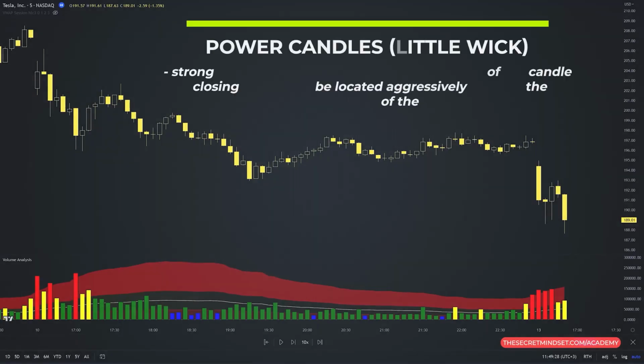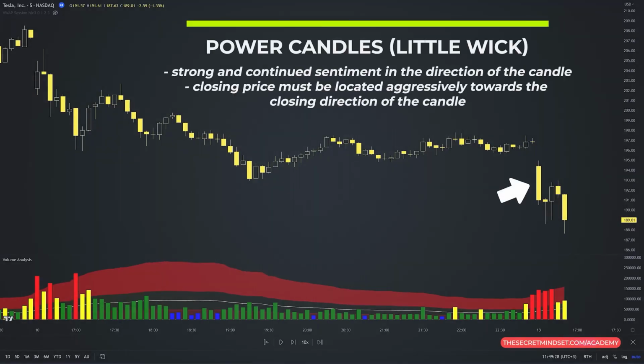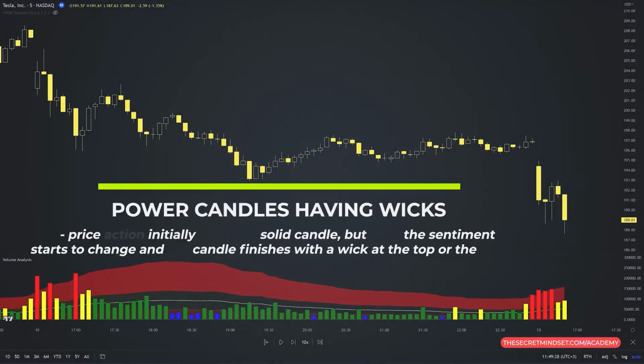When price action displays a solid candle with little or no wick at the top or the bottom, it suggests strong and continued sentiment in the direction of the candle. So at the closing end of the candle, there shouldn't be any large wicks, and the closing price must be located aggressively towards the closing direction of the candle. In the second case, the price action initially creates a solid candle, but then the sentiment starts to change, and the candle finishes with a wick at the top or at the bottom.